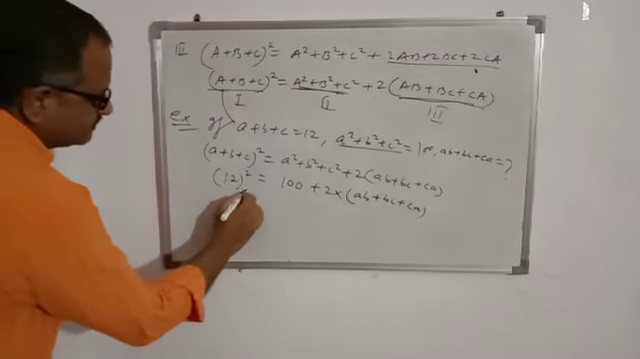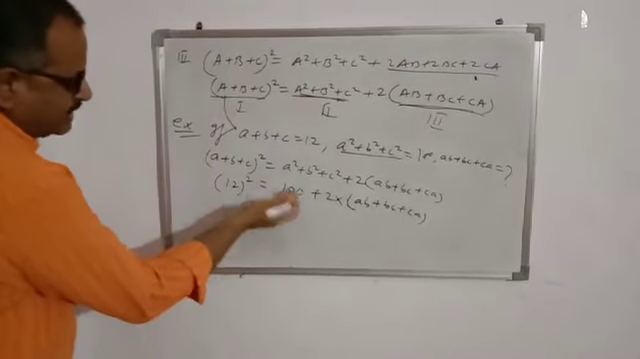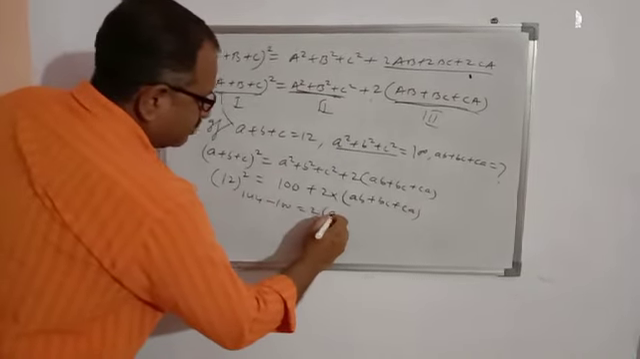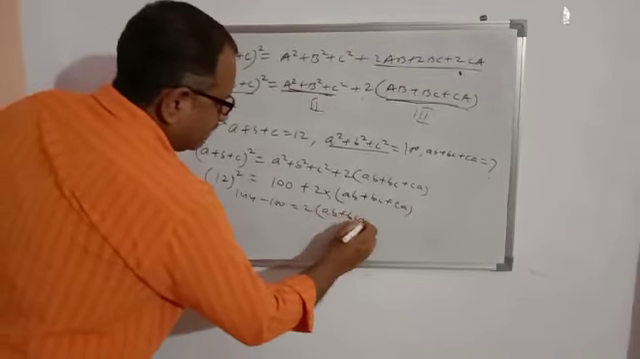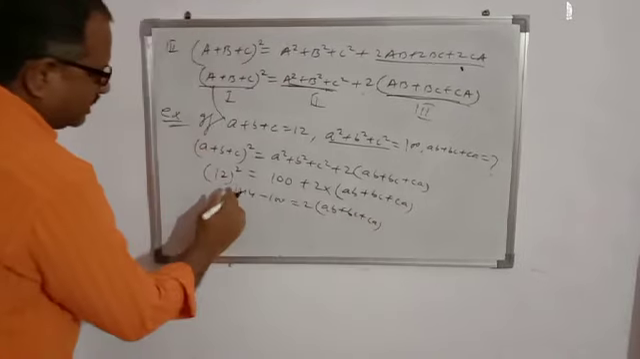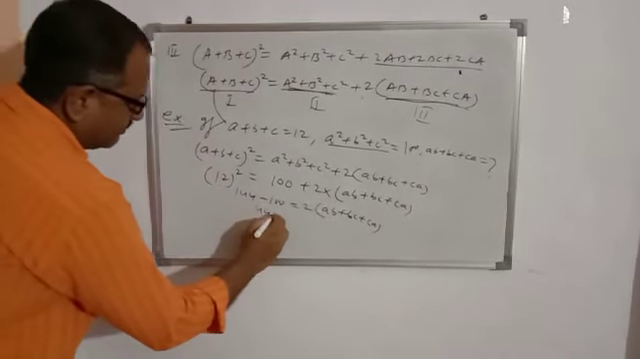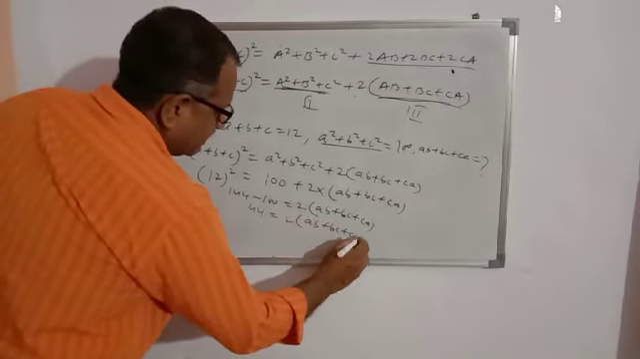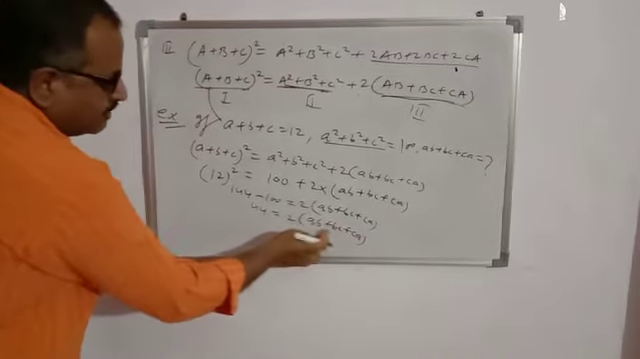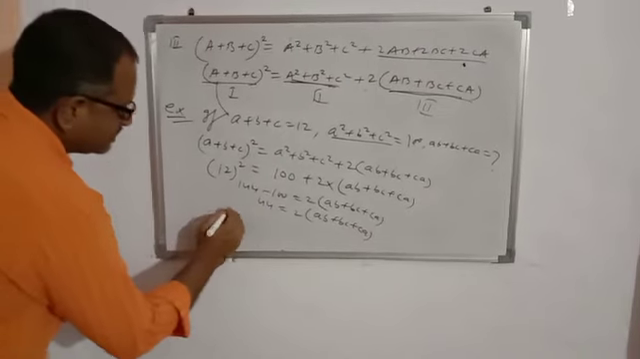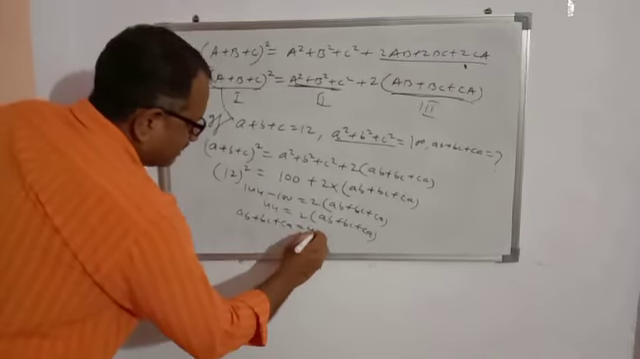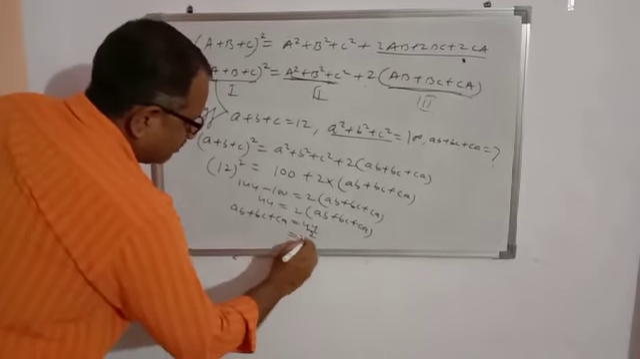12 square is 144 and transpose 100 to the left side. Minus 100, it will be 2 in bracket (AB plus BC plus CA). 144 minus 100 is 44. 2 in bracket (AB plus BC plus CA). So what will be this value? We will divide it by 2. So AB plus BC plus CA is 44 by 2. It will be 22.